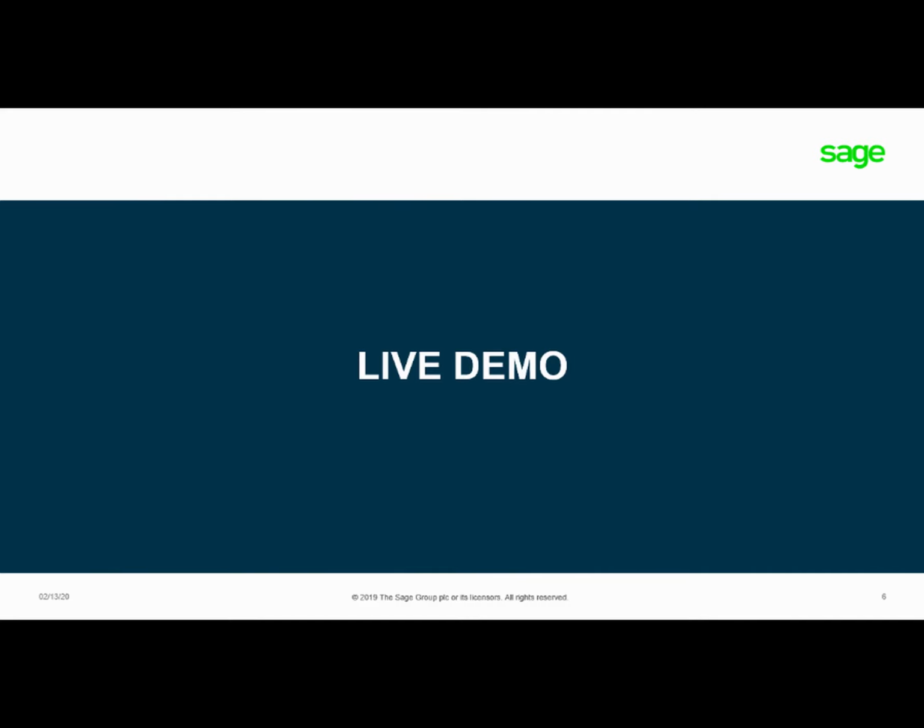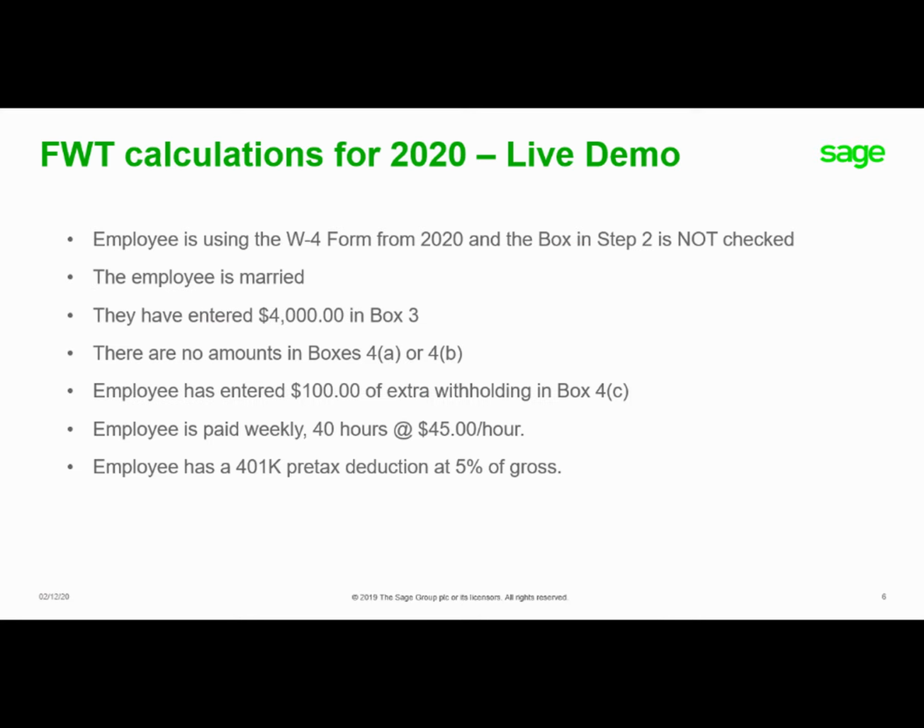I want to now do a quick demonstration on how Sage BusinessWorks calculates the federal income tax withholding based on the way the employee has filled out the Form W-4 for the year 2020. Let's take a look at our first example. In this one, our employee has filled out the W-4 form from 2020 and the box in Step 2 is not checked. The employee is married.